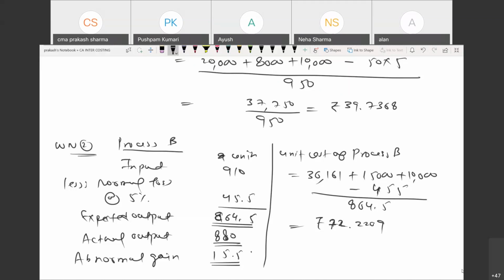Navneet is saying, I believe Navneet is correct. Please, other students also. 72.2209. I assume this figure is correct. Okay, students, going back to my process B account, my abnormal gain and the final output are going to be valued at this rate.